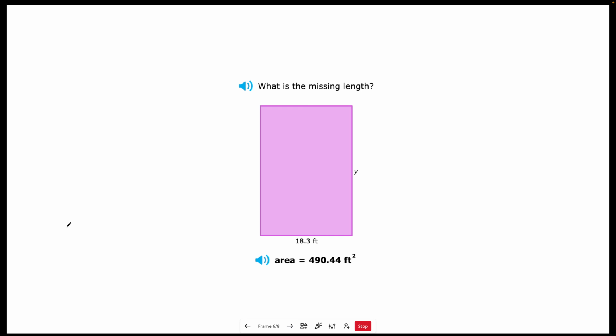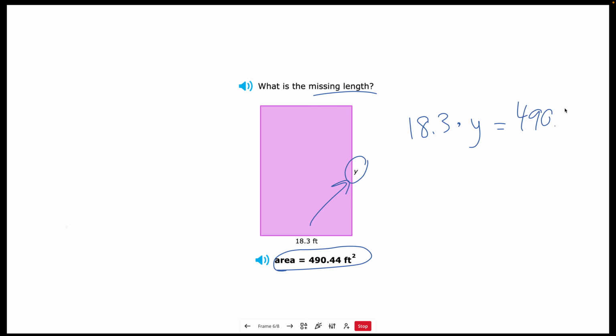Now for this problem, it's kind of backwards. Instead of giving you the sides and asking you to find the area, they tell you the area and they say find the missing length, y. They want you to find what the side is here. So we know that to find area, we would normally do 18.3 times this number, which we're going to say is y, and it is equal to 490.44.